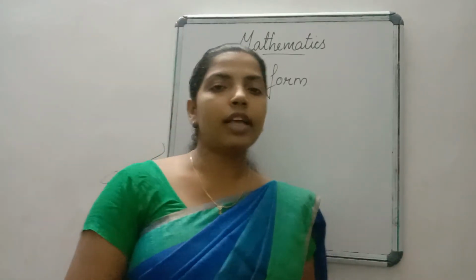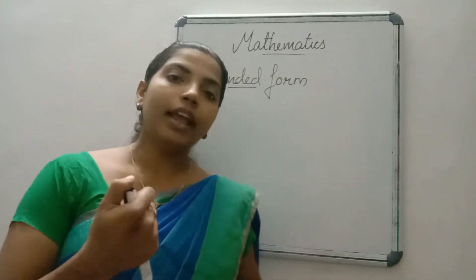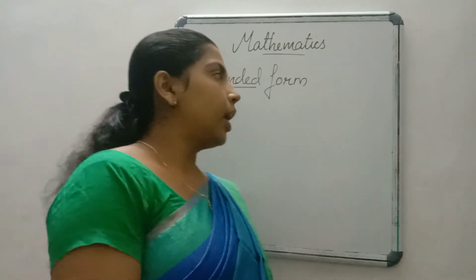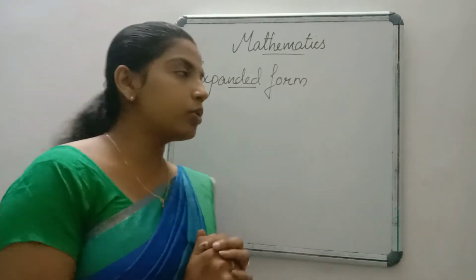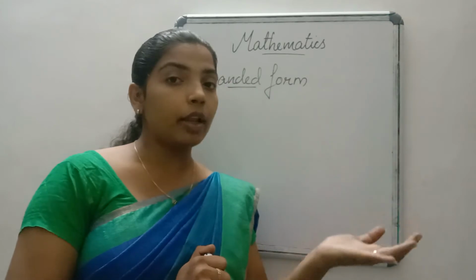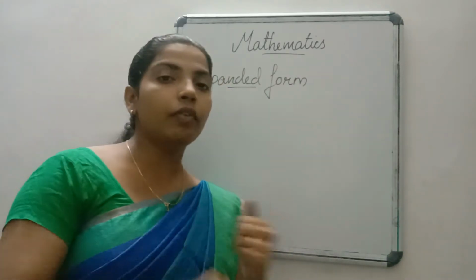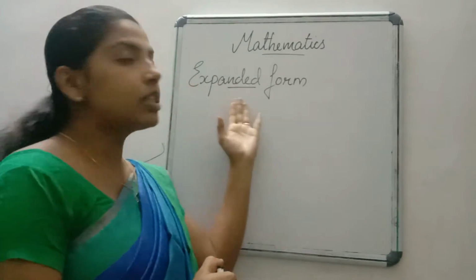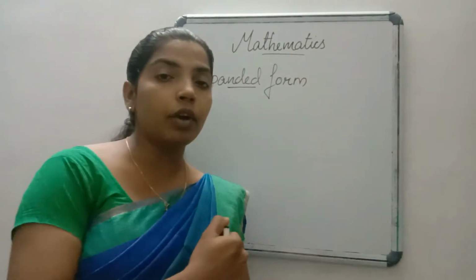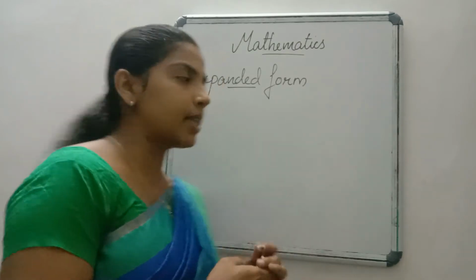Okay, so in the last class we were studying the Indian place value chart and how to place a given number in it. In the last class we studied place value and face value also. And with the help of that, today we are going to study expanded form. If a number is given, how can we write that number in expanded form? Let us see with an example.